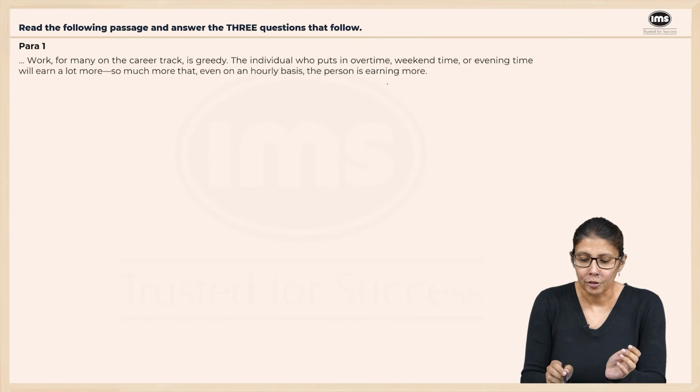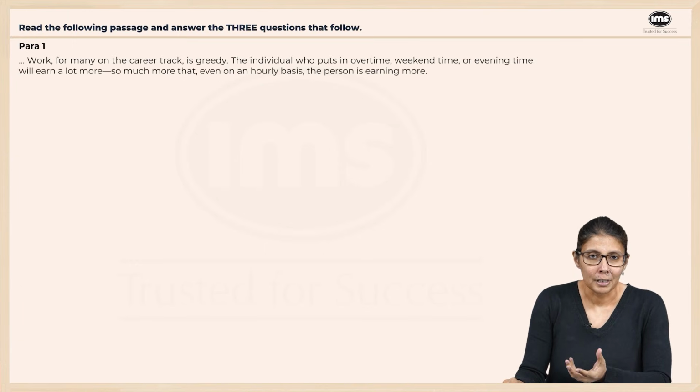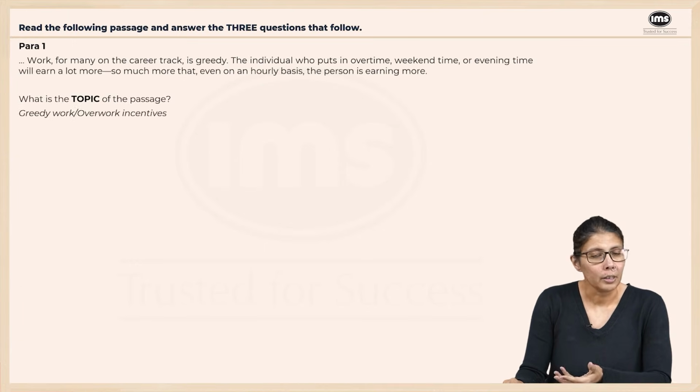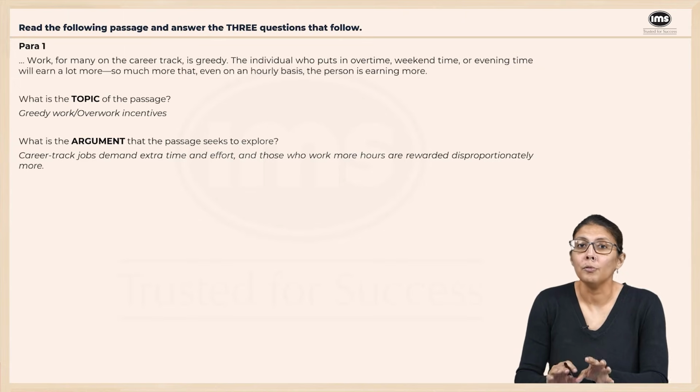The individual who puts in overtime, weekend time, evening time will earn a lot more. So much more that even on an hourly basis, the person is earning more. So, the topic obviously is greedy work or the incentives of overwork. And the argument we are making is that career track jobs demand extra time and effort, and that people are rewarded for putting in this extra time and effort.